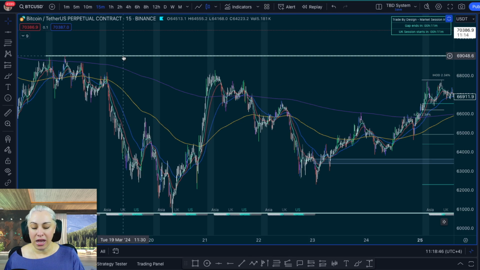This is a custom designed TTC indicator that I'm using, so I don't have to manually draw these levels myself, and no one in our TTC community who's on one of our membership systems has to manually draw this stuff themselves either.